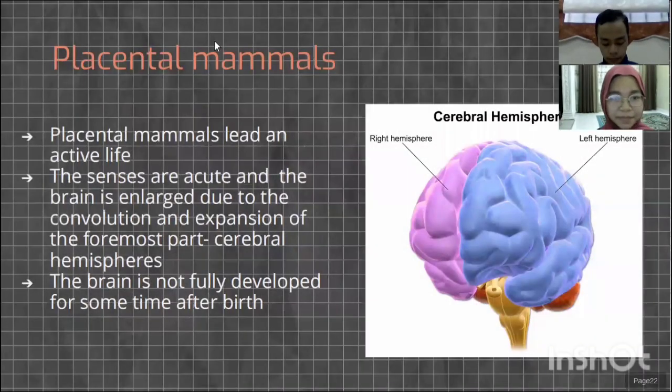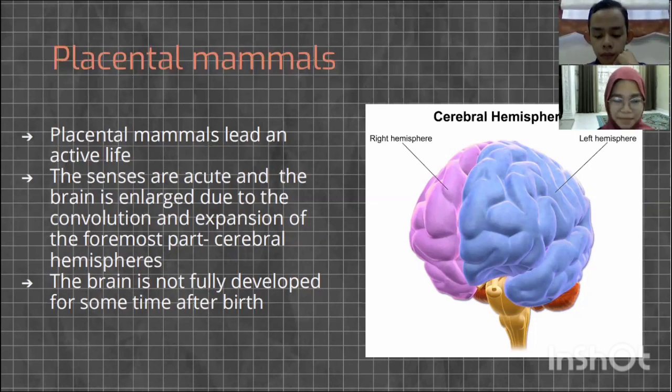Next, these mammals lead an active life. Why? Because they don't have to take care of their child until it is born. They have acute senses and their brain is enlarged due to the convolution and expansion of the foremost part of the cerebral hemispheres. As you can see, their brain is not fully developed for some time after birth.